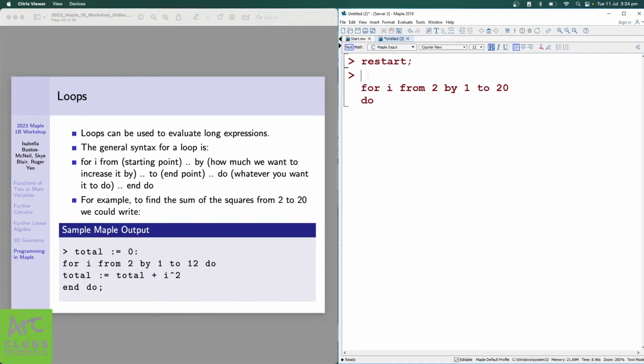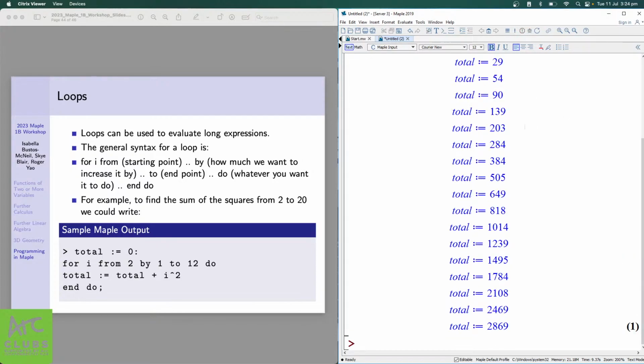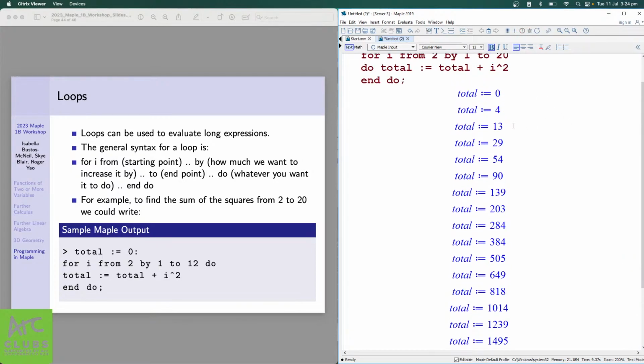or before we do all that, we need to first create a variable called total. Total just keeps track of the sum as we go. Do total is equal to the existing value of total plus i squared. So i is like a number between 2 and 20. Total is the current sum. Do total, and then end do. So yeah, it evaluates the sum.